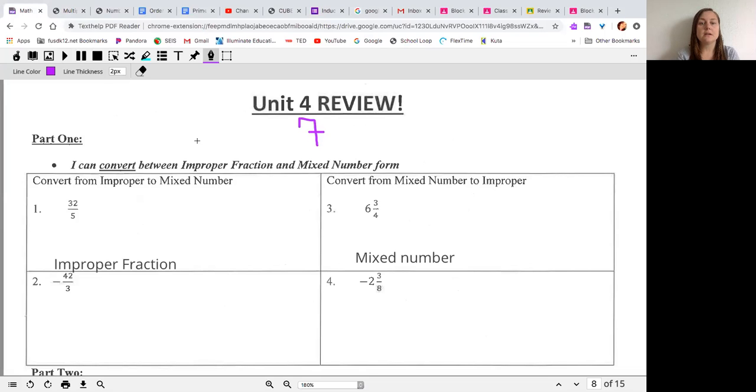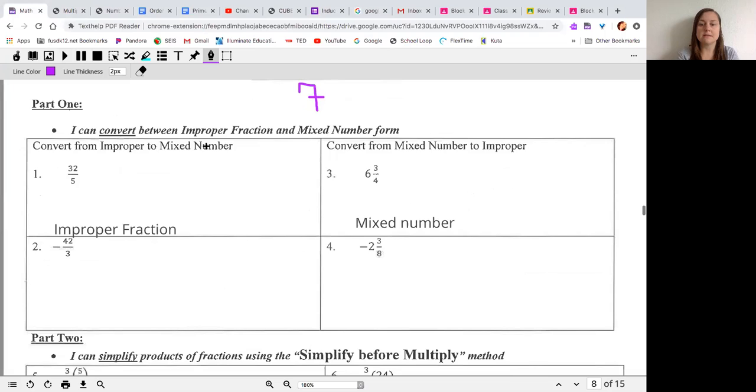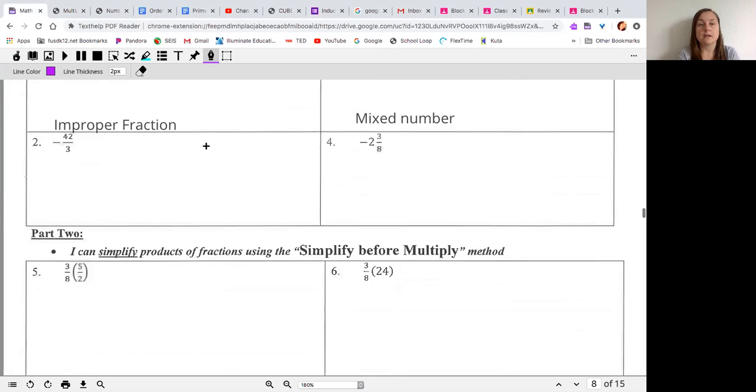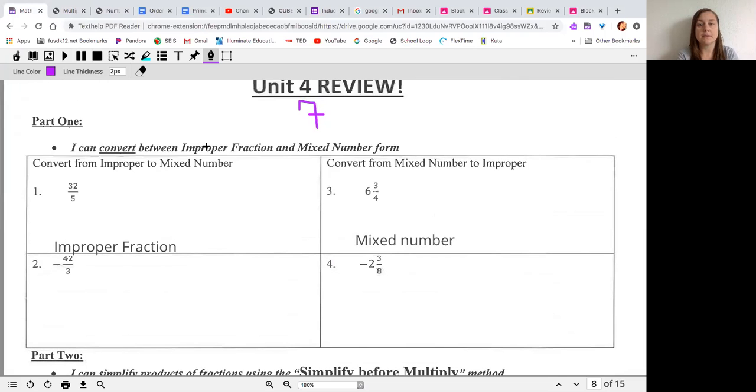On this page, we will be converting between improper fractions and mixed numbers, and then we will be practicing simplify before I multiply. Only worried about the first part for now. Again, that's converting between improper fractions and mixed numbers. If you remember, they mean the same amount, but we can look at it two different ways, and it's to make sure we can understand that. So problems 1 and 2 are converting improper fractions to mixed numbers, and then numbers 3 and 4 are to reverse that, to take a mixed number and convert it to an improper fraction.